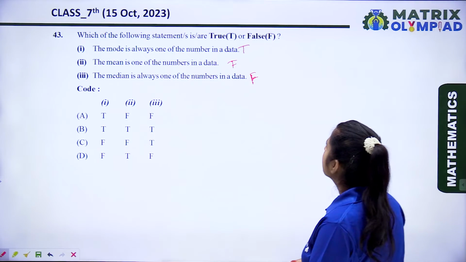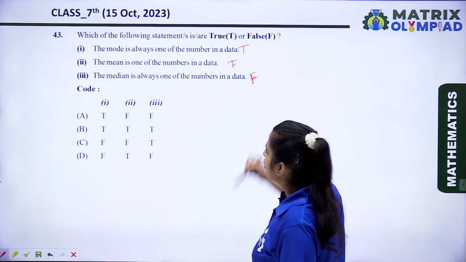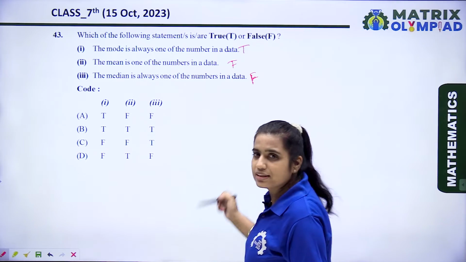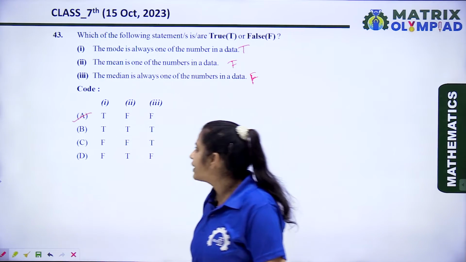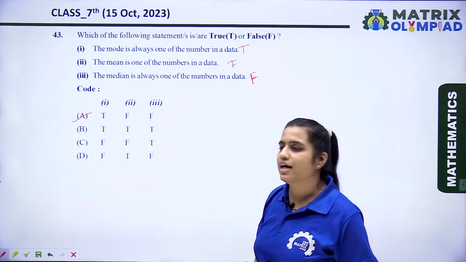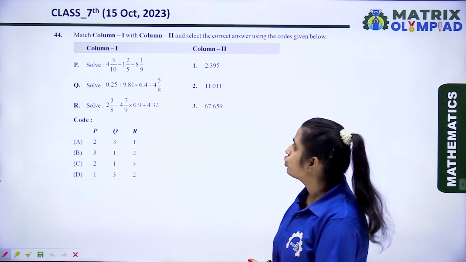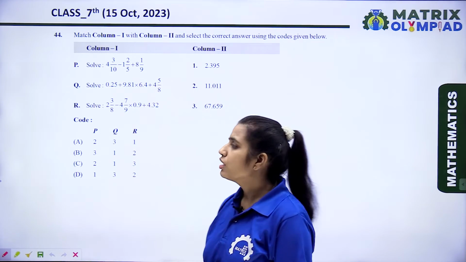So according to the sequence, here sequence is true, false, false. So according to sequence, let's check the option. The first option is correct, that is true, false and false. So option A is the correct answer. So the next question is question number 44. In this question number 44, we have to match the columns here.